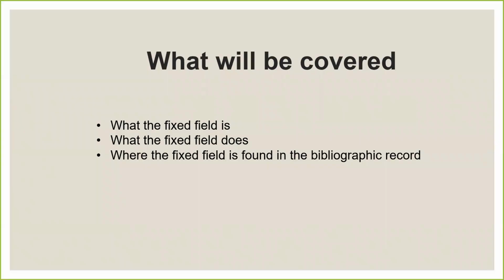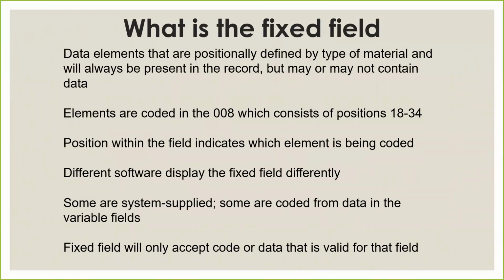For this session, we'll cover what the fixed field is in each format, where it is found in each format, and what it means in each format. The fixed field is the data element in each format that defines the type of material. Each record, regardless of format, will have its own fixed field. The fixed field presents itself as coded information that in many cases is duplicated in the variable fields of the bibliographic record in language form. The fixed field can only include information that is applicable to the format being cataloged.